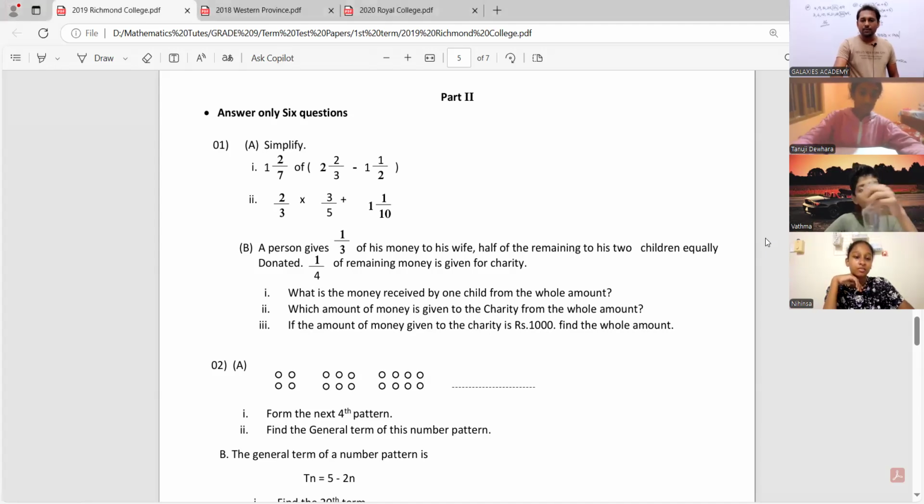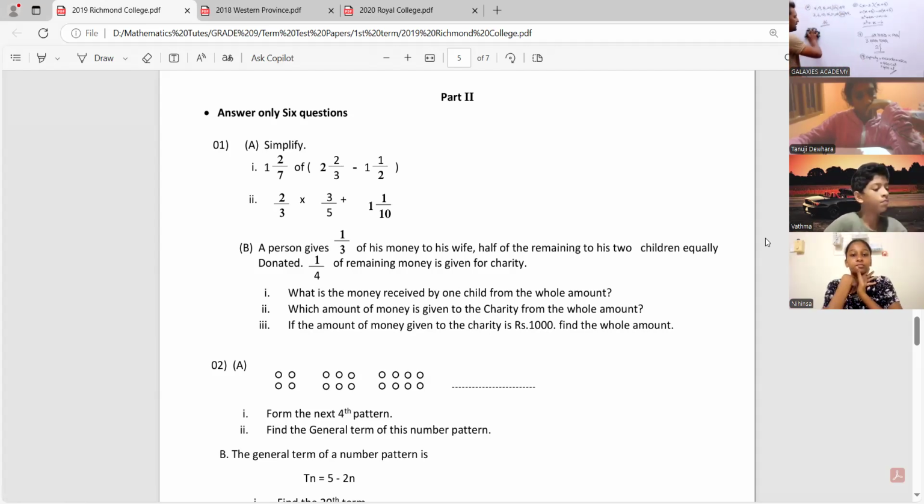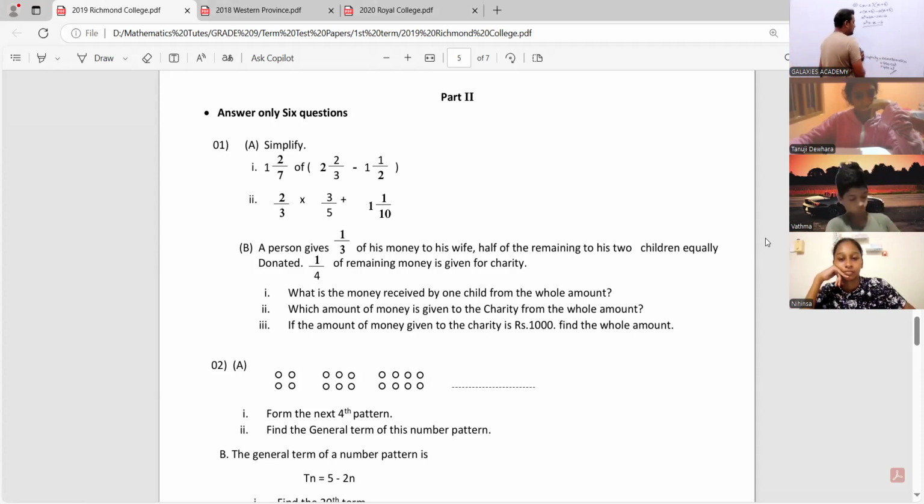Okay, then let's go to the second part. In the second part, there are 7 questions, and you have to select 6 questions and write the answers for this paper. But I will discuss all questions because I want to discuss the complete theory using the questions again.